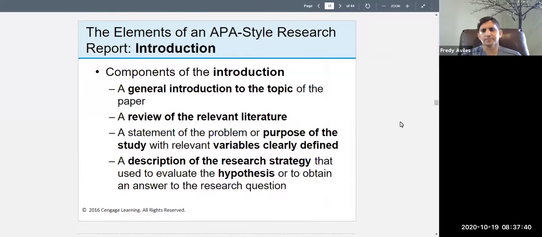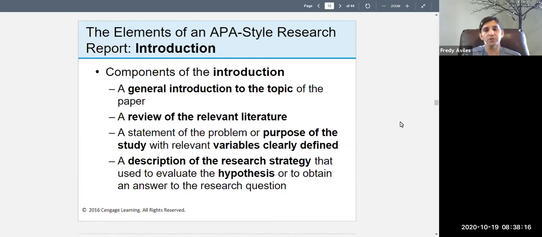The introduction. The introduction comes after the abstract. The introduction is probably the longest section of your paper, okay, of your research report. This is the part where you basically summarize research related to your topic, okay? So the components of the introduction include a general introduction to the topic. You talk about the topic and you define anything that needs to be defined, okay? Like if you're gonna talk about depression, you know, define depression. If you're gonna talk about child abuse, please define what child abuse is. Don't just assume people know what that is, okay?